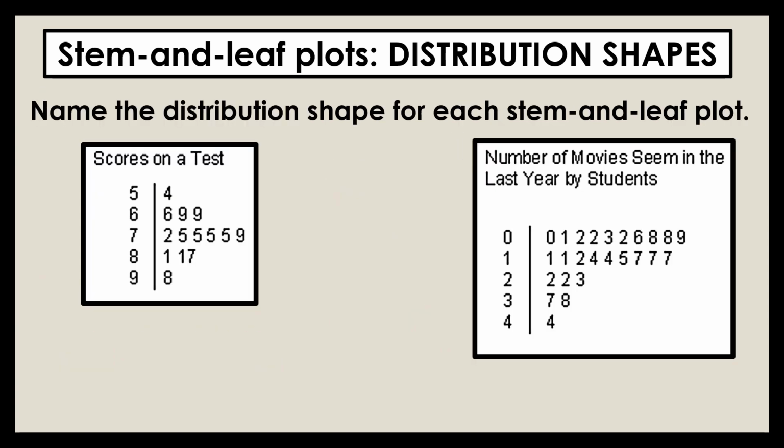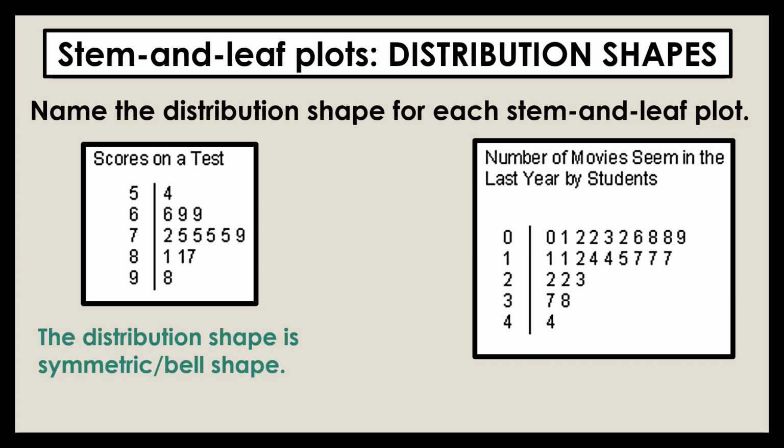Name the distribution shape for each stem and leaf plot. One on the left, bell shape, symmetric. Bell shape is more specific. The one on the right is L-shaped because the tallest row is the one farthest to the top, or with the lower values. If you were to turn that 90 degrees to the left, it would look like an L.